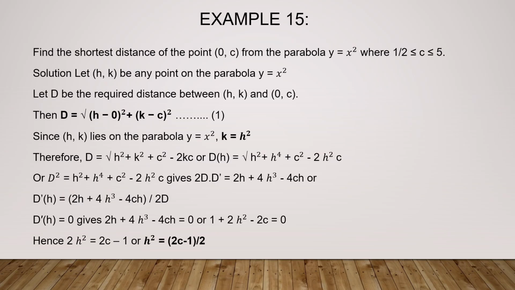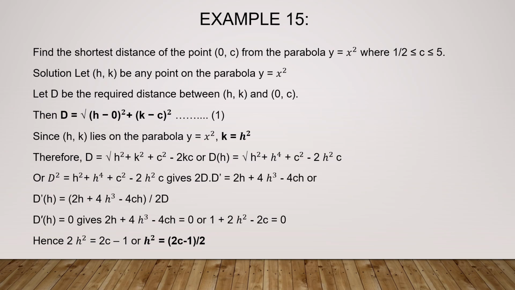Find the shortest distance of the point (0, c) from the parabola y = x², where c is between 1/2 and 5. First of all, the equation of the parabola is y = x². So let (h, k) be any point on the parabola. We can find the distance of that point from our point (0, c). Let d be that distance.